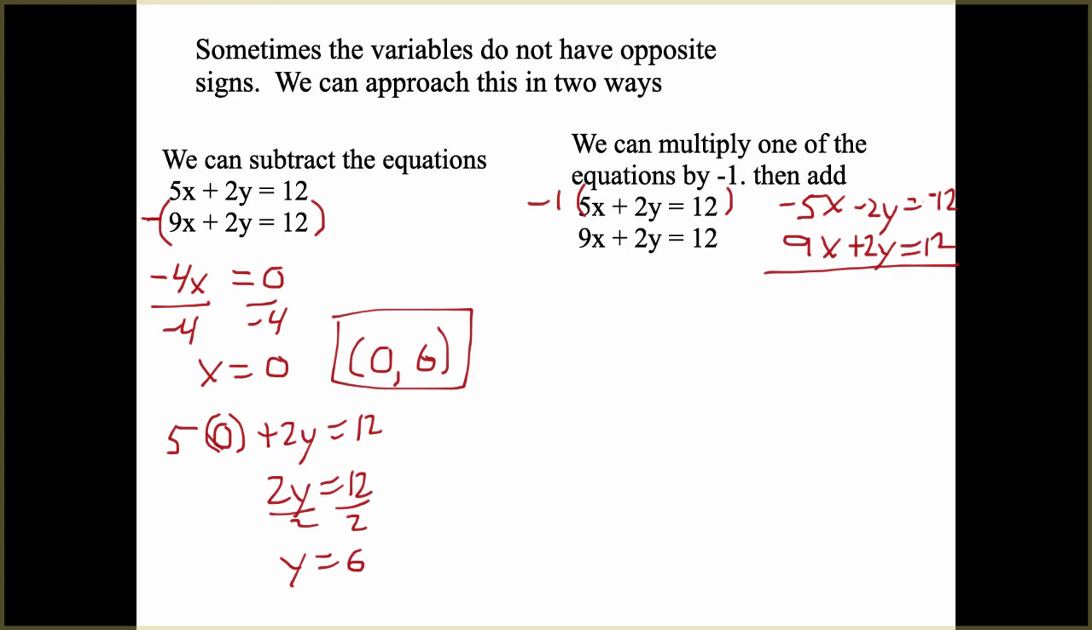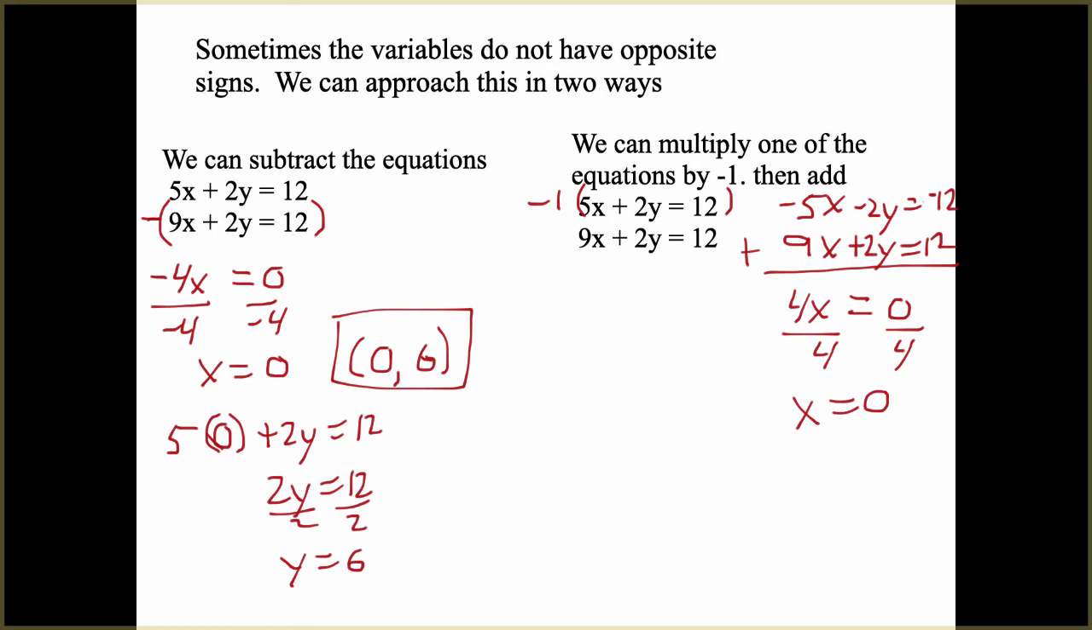Negative 5x plus 9x is 4x. Negative 2y plus 2y is 0. Negative 12 plus 12 is 0. And you will see that we will get the same solution as we did on the left. If we plug 0 back in, we'll find out it's 6 for y.